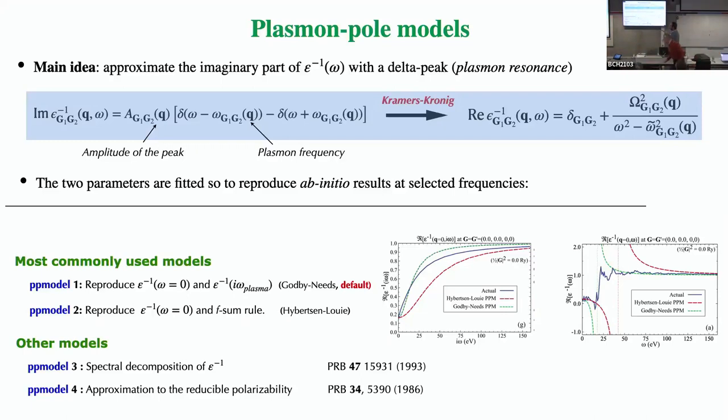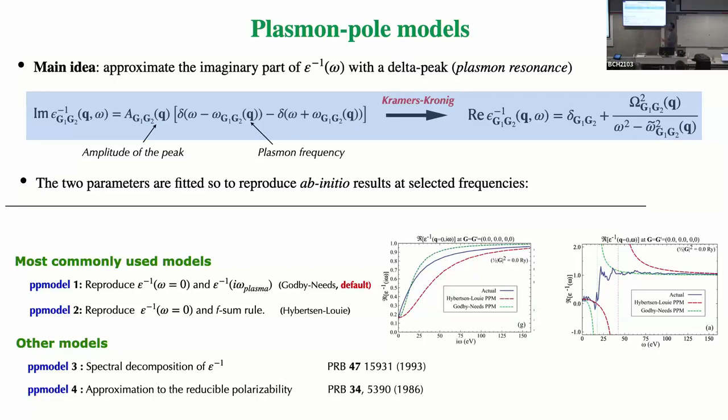In this case, we need to compute the polarizability at two frequencies. And then there's another technique, the method proposed by Hybertsen and Louie. Unfortunately, I don't know the reference, but you will find it on the Abinit website, in which the parameters are fitted in order to reproduce the static limit and have some sum rule. This is the default, and this is what we would recommend. As a rule of thumb, the second plasmon pole tends to overestimate, to give results that are slightly larger than the first plasmon pole.